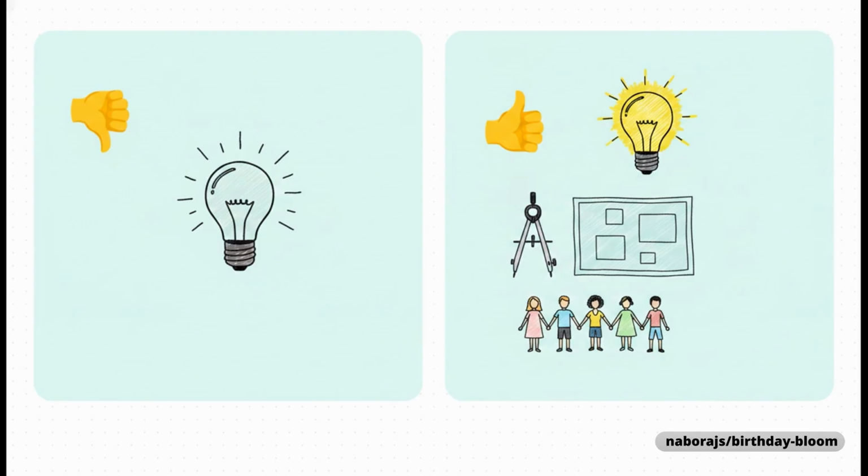But a great feature suggestion describes the underlying problem, explains exactly why the feature would be useful in the real world, and maybe even includes a quick sketch or mockup. Remember, features in Birthday Bloom need to scale across all different relationship templates, from close friends to grandparents, so explaining your specific use case is incredibly helpful.